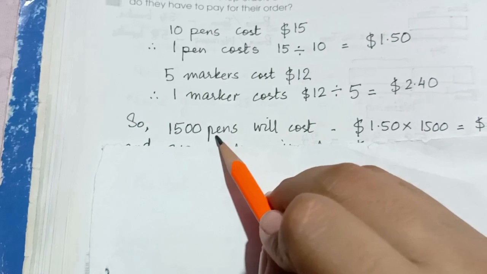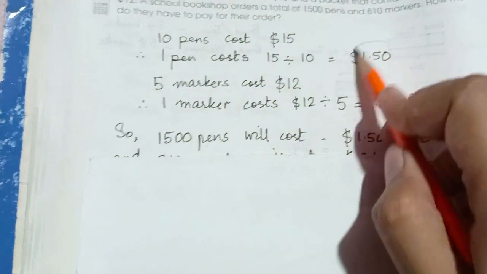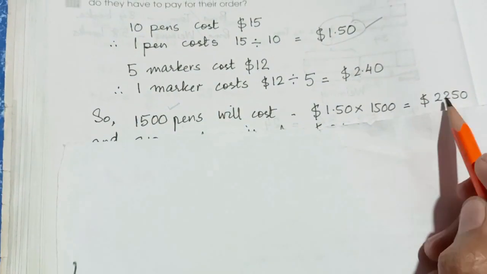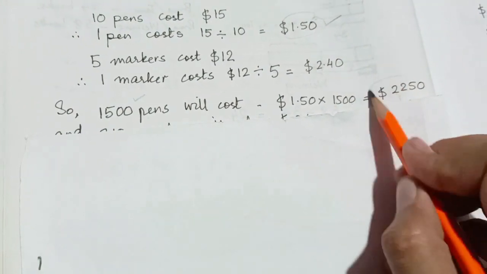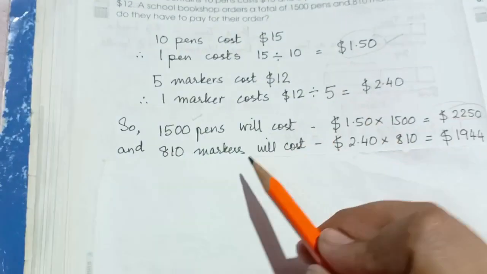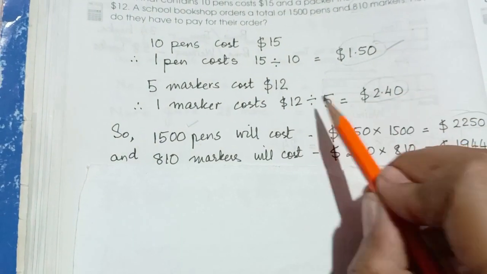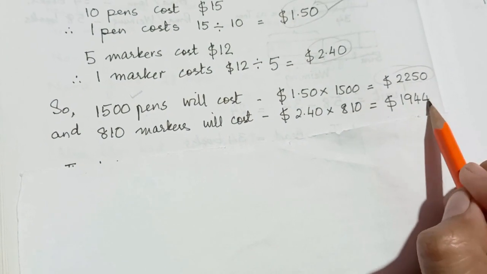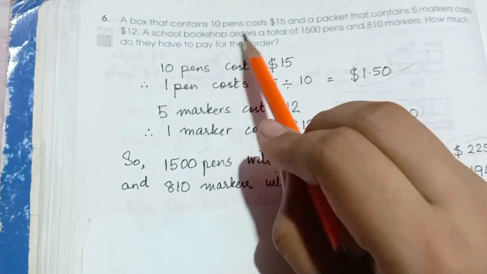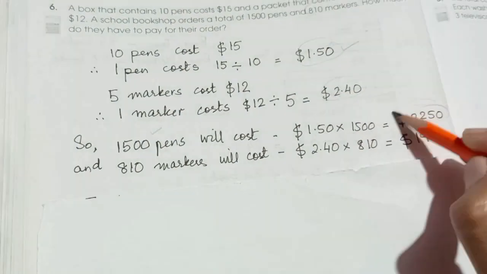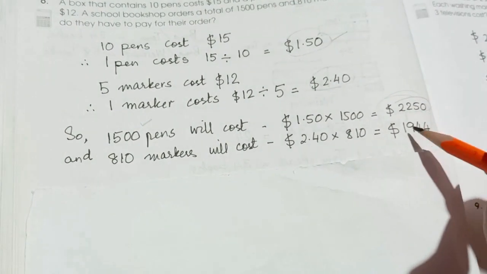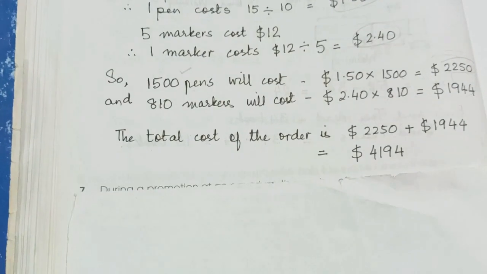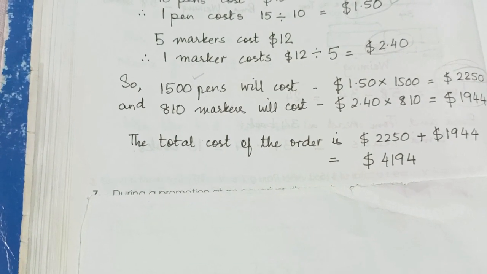So 1500 pens will cost 1.5 multiplied by 1500, the amount of 1 pen times the amount of 1500. So we have $2,250, the amount for the pens, and for the markers 810 multiplied by 2.40, the amount of 1 marker, which is $1,944. Now how much do they have to pay for their order? The total amount they have to pay is 2,250 plus 1,944. When we add both numbers, we have $4,194 altogether for the order.